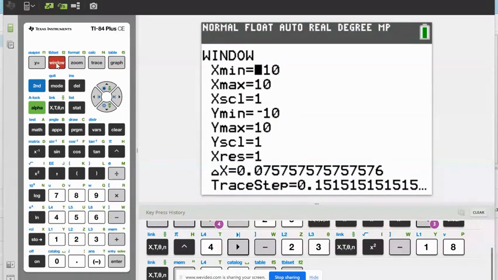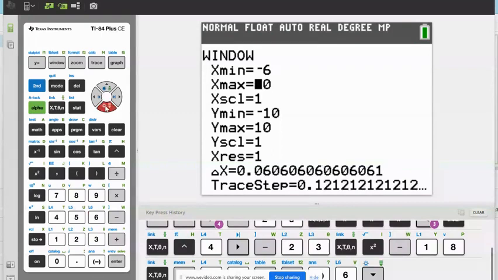I want you to put your x minimum as -6. Do not use the minus sign. That will come up as an error. The negative sign is right under the 3. If you use minus, it will not work. So we're going to do -6 as our x minimum. Now use your cursor to go down. Your x max will be 6.